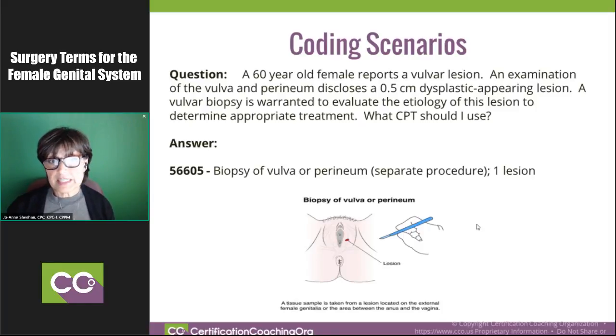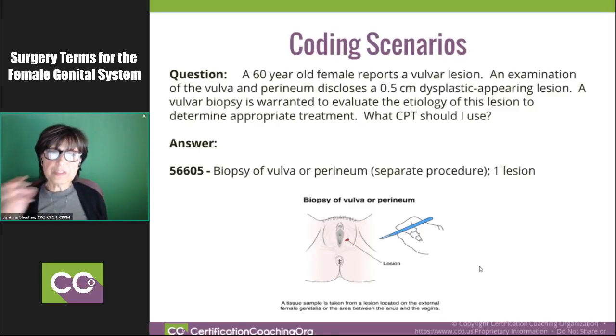Well, we would use 56605, the biopsy of the vulva or perineum, one lesion. And this is the tissue sampling. I showed you this before, where the doctor just comes in and surgically removes the lesion.